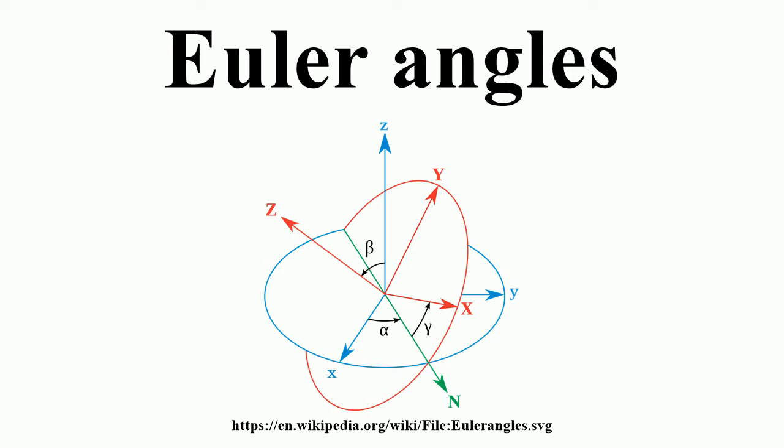Alternative definition: the rotated frame XYZ may be imagined to be initially aligned with xyz. Before undergoing the three elemental rotations represented by Euler angles, its successive orientations may be denoted as follows.